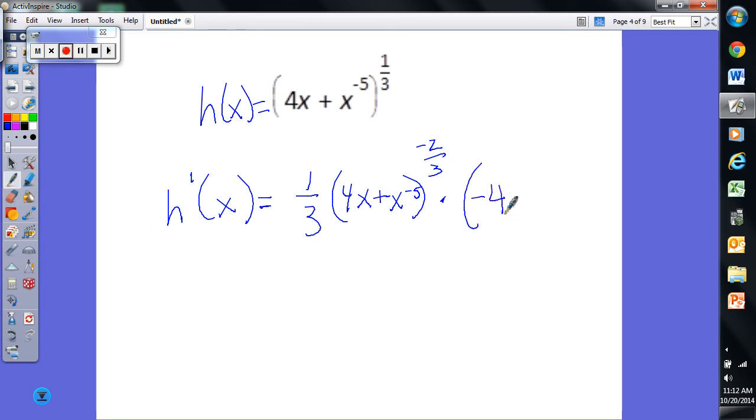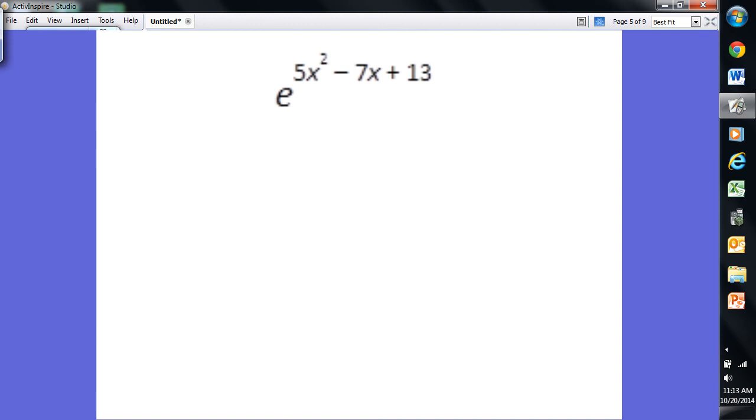Negative 4 minus 5x to the negative 6. And again, that's fine for right now. None of them are going to be this gross and nasty and awful. And we don't have to do anything else with it. If we had to write an equation of a tangent line or something, then we might need to plug something in or whatever. But for all intents and purposes right now, that is a totally fine answer.